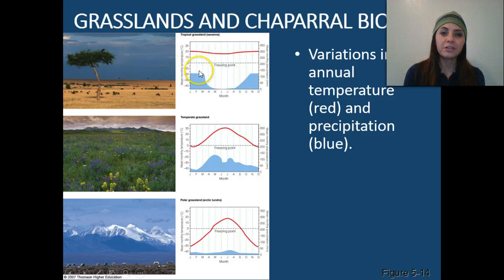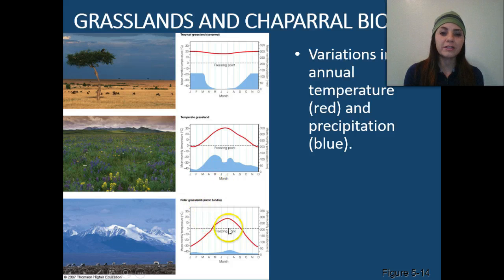And then the temperature in the tropical grasslands stays pretty much the same throughout the year. We have little dips, but the temperature is going to remain pretty constant. In our temperate grasslands, we're going to see more rain in the summer months and in the early spring than we will in the winter, and the temperature fluctuates a little bit more. It gets colder in the winter months, and then we see the temperature spike up in the summer.